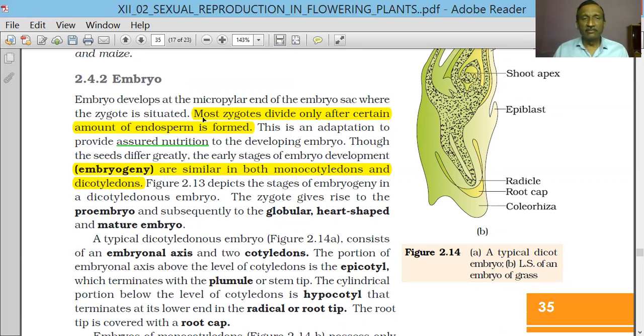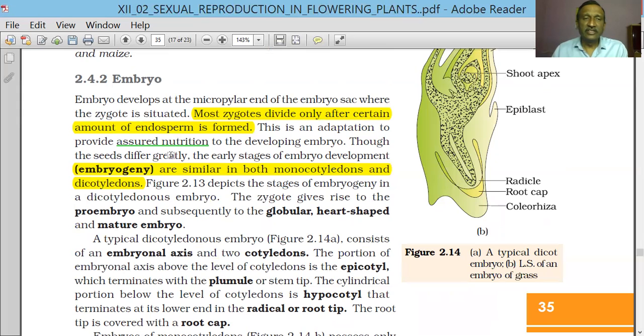Okay, then again, the same thing is repeated here. Most zygotes divide only after a certain amount of endosperm is formed. Why? The reason is very clear. Because for the growing embryo, nutrition is required, and that nutrition is actually provided by these endosperm cells. This is an adaptation to provide assured nutrition for the developing embryo.